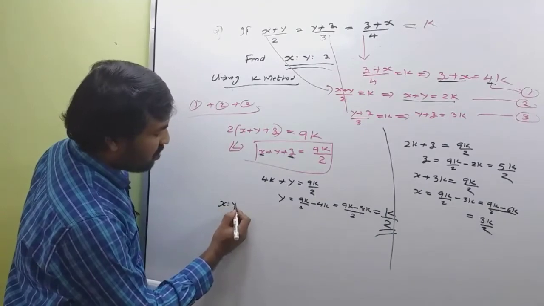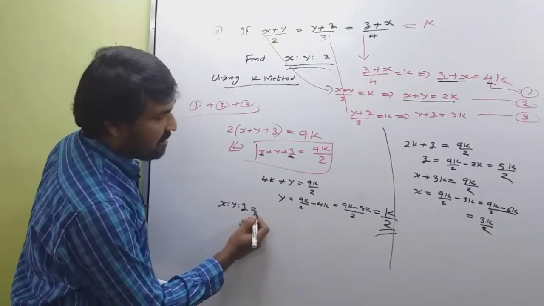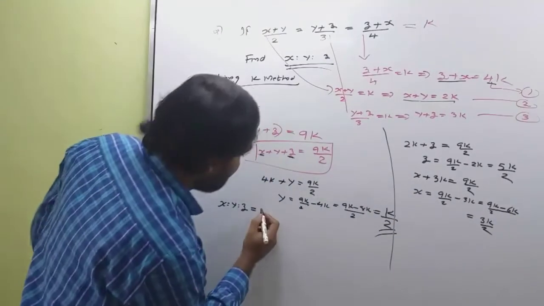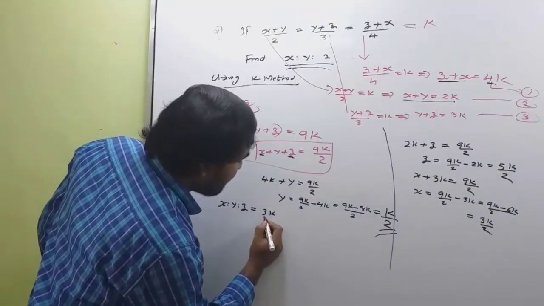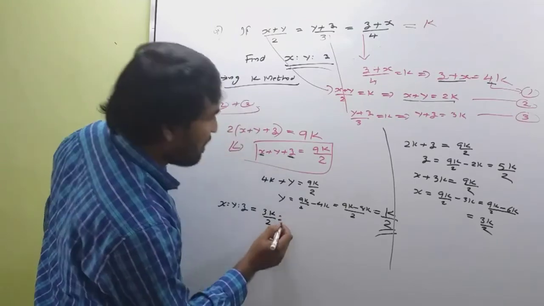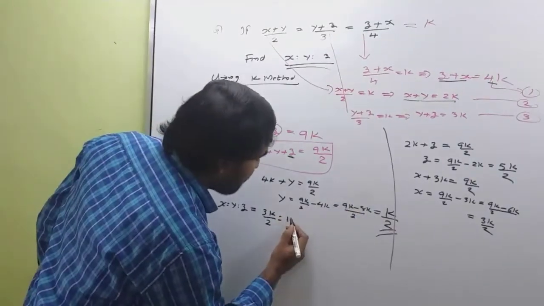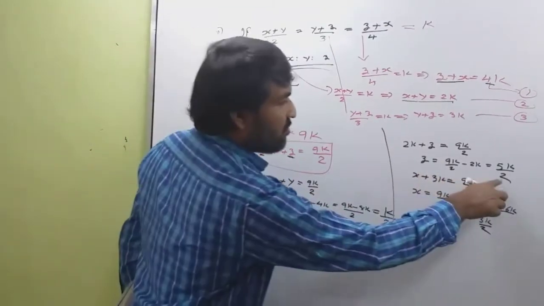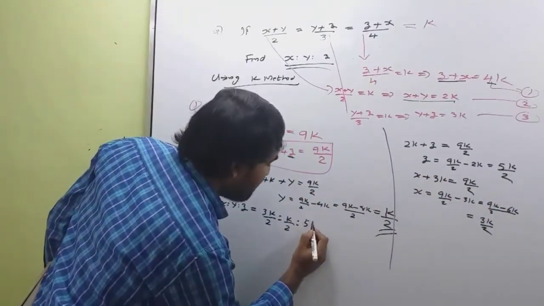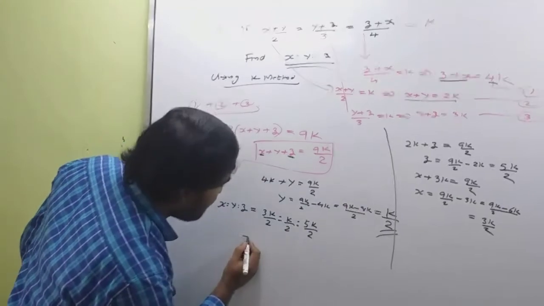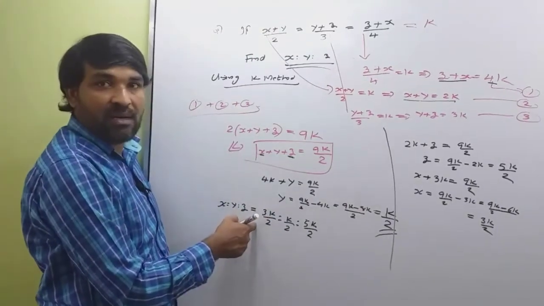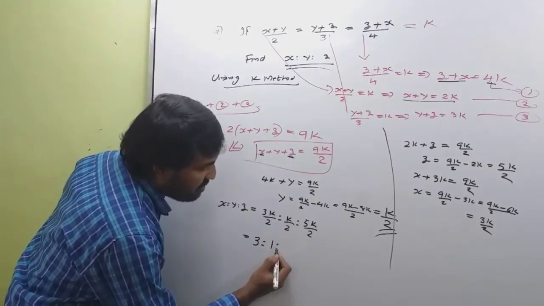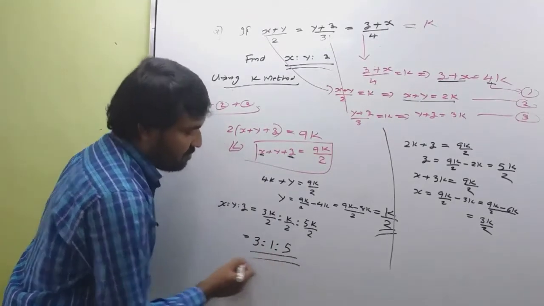X is to y is to z, that is equal to, what is x? X is equal to 3k by 2. That is 3k by 2 is to y. Y is equal to k by 2. K by 2 is to z. Z is 5k by 2. So this is equal to, k by 2 is common, that we can cancel. 3 is to 1 is to 5.